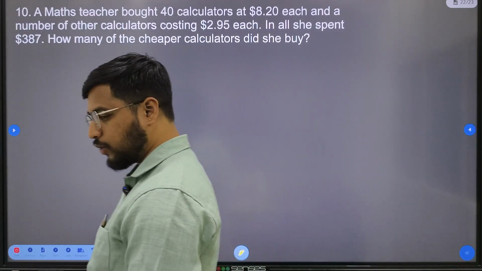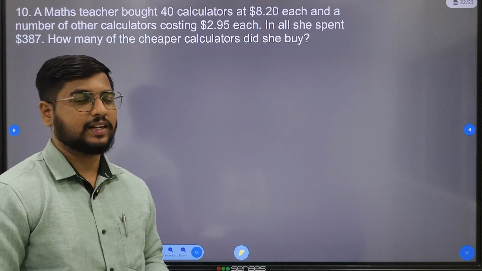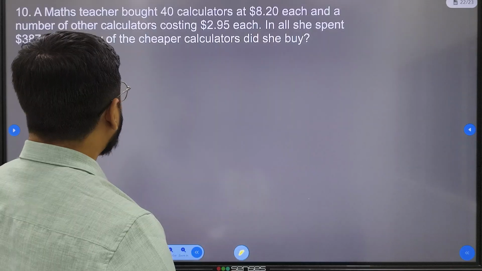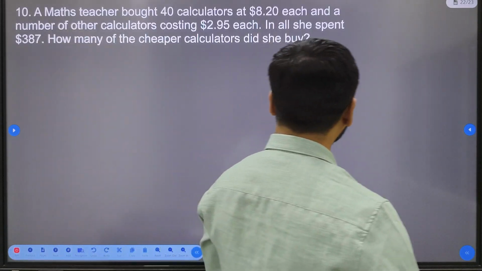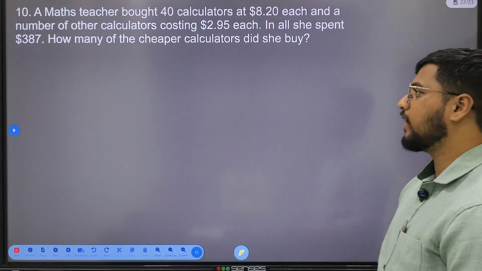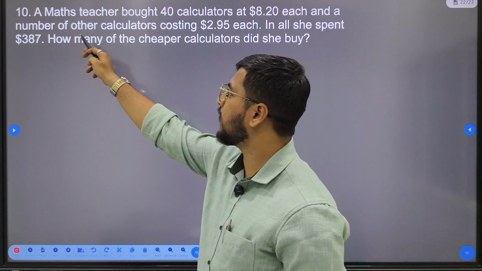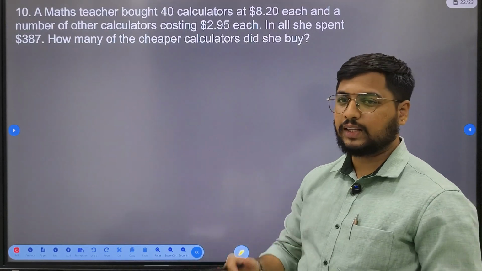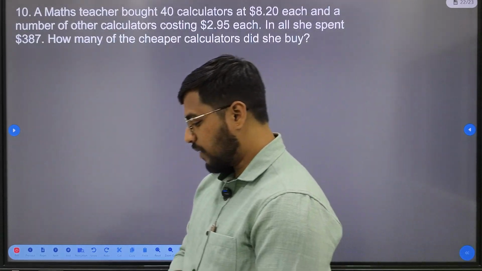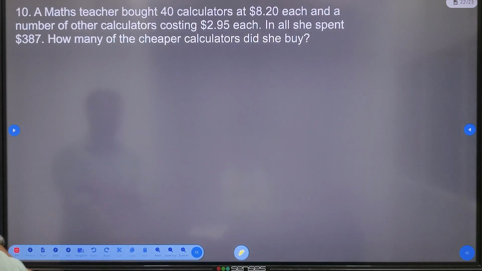So she has spent the total amount of money to buy the calculators, that is 387. How many of the cheaper calculators did she buy? Because that was not given. And a number of other calculators, those are the cheaper calculators. So we have been asked how many of them she bought.